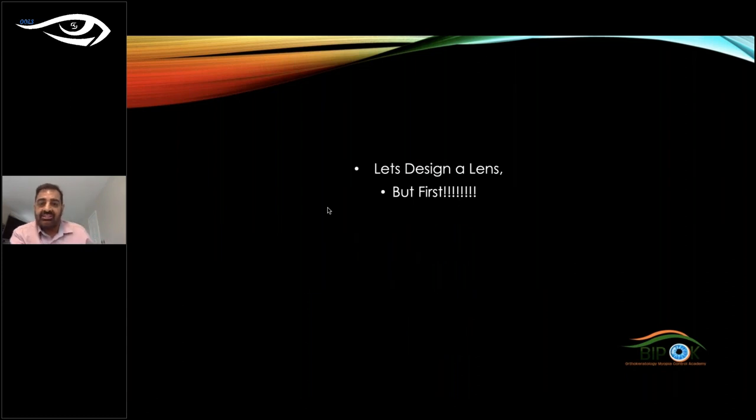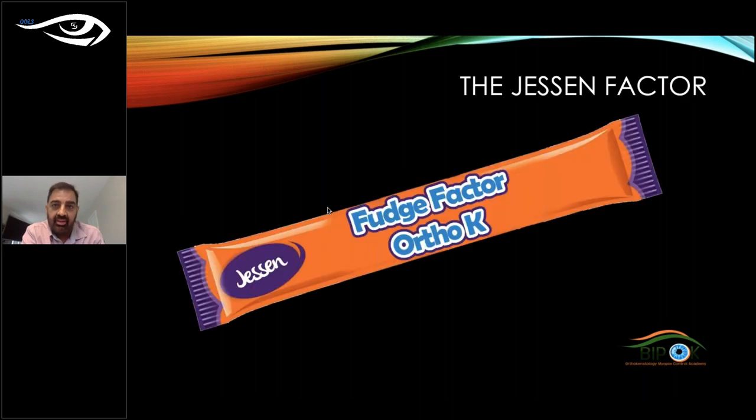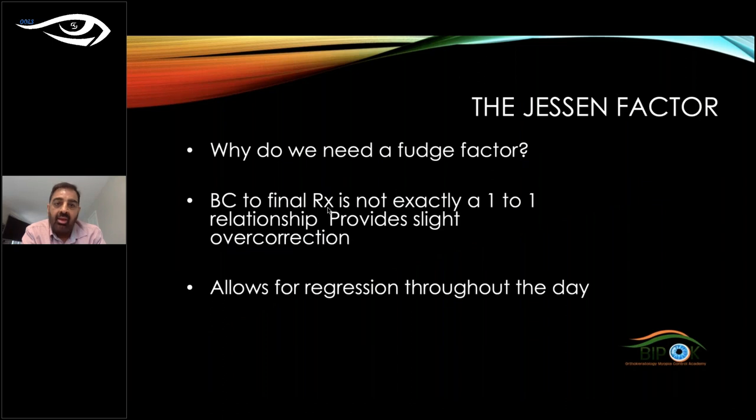Now let's design a lens, but first we need to look at some other factors. The Jessen factor, or I call it the fudge factor, in Ortho-K. Why do we need a fudge factor? Because base curve to final RX is not exactly a one-to-one relationship. It provides slight overcorrection, and the Jessen factor will allow for the regression throughout the day.